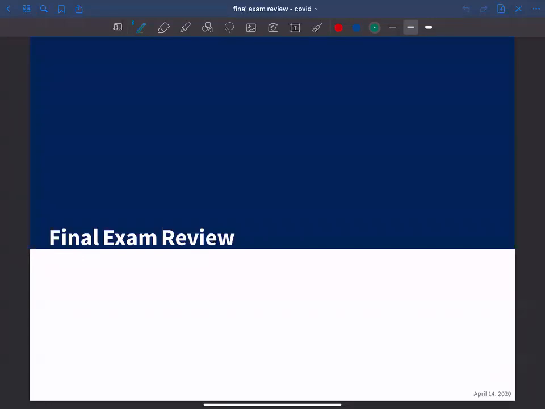Will it be on WebAssign again? Yes, it'll be on WebAssign just like the second midterm. It'll look a lot like the second midterm. It might be a little bit longer, but not much longer. And it's comprehensive? It is comprehensive. Now, it will be weighted towards the latter part of the course.